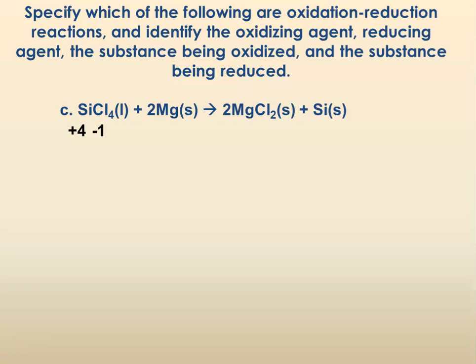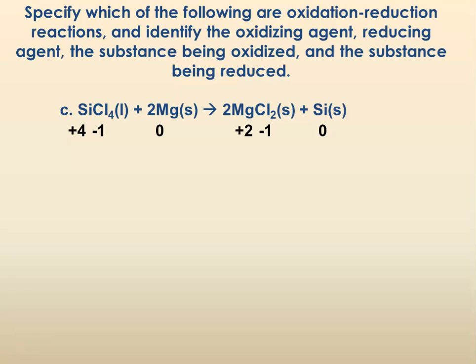Magnesium is by itself, so it is not an ion. It would have to be neutral with an oxidation number of 0. In magnesium chloride, magnesium is always going to be +2 because it's a metal from the periodic table, a monatomic ion, and that's fine. Chlorine is always going to be -1, and together, 2 -1s and +2 add up to an oxidation number of 0 for this compound. And then we have silicon by itself on the product side. Anytime you have an element by itself without a charge, its oxidation number is 0.